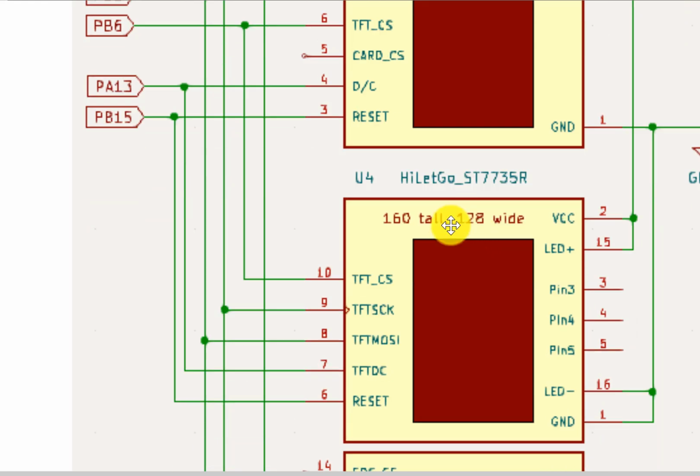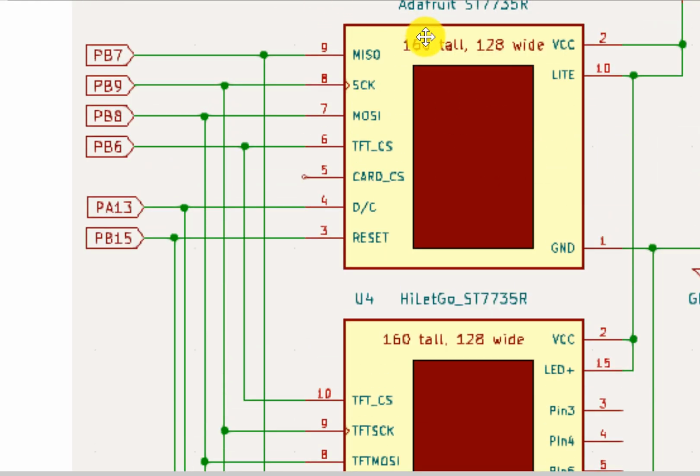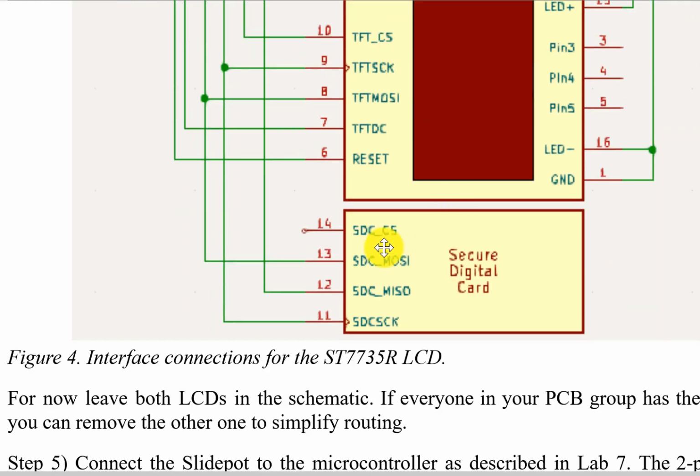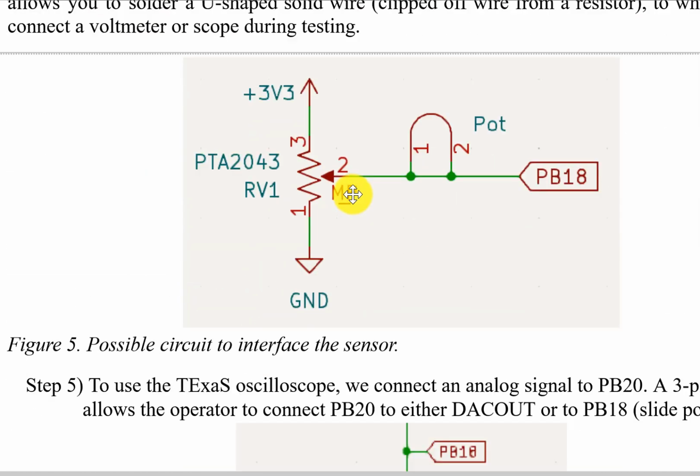An interesting thing about the displays is both the Adafruit and the HiLetgo actually have a secure digital card. If you connect up the card select on the Adafruit or the card select on the HiLetgo, you can actually have both the LCD and the secure digital card. Again, that's your decision. Most people hook up the slide pot in the natural way associated with Lab 7.